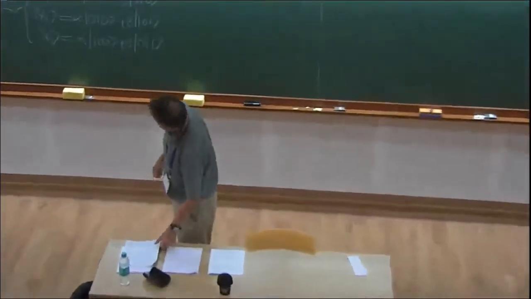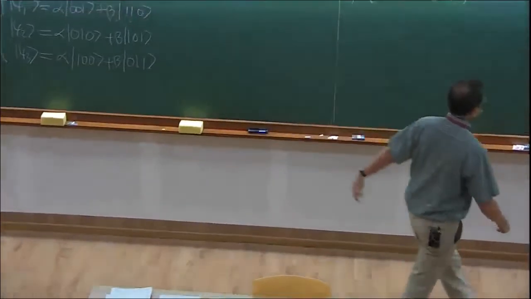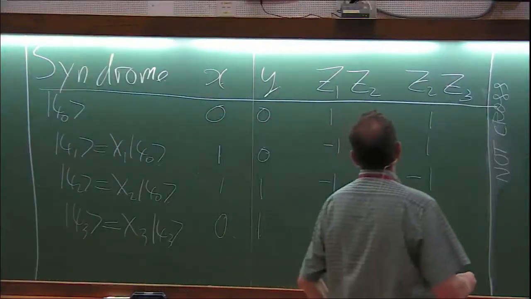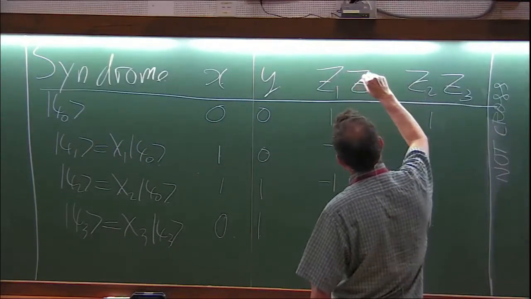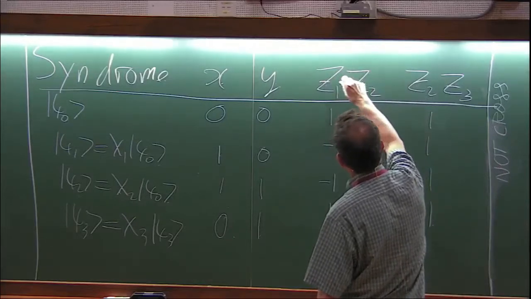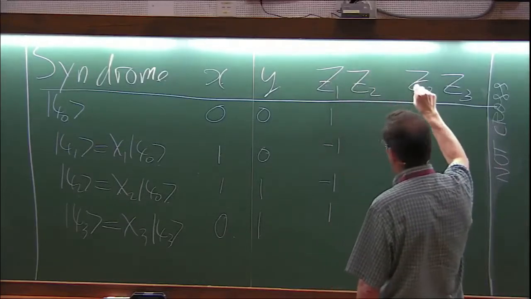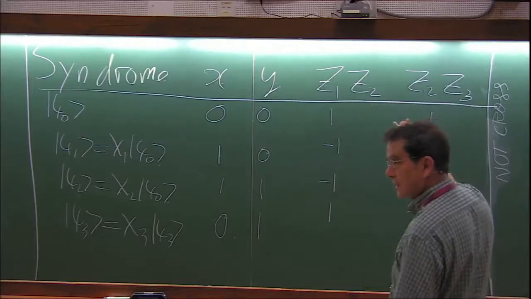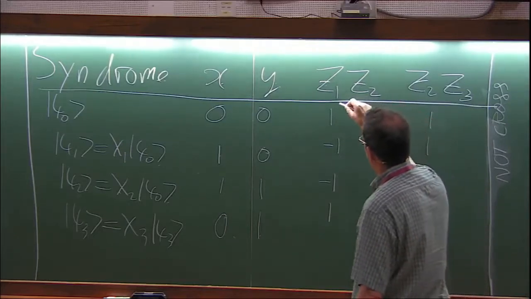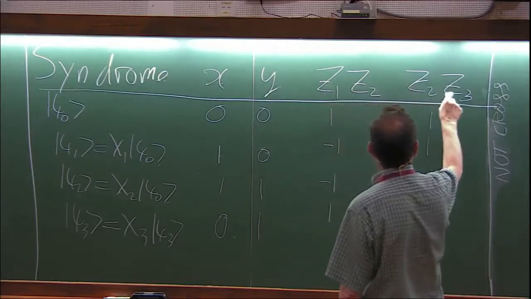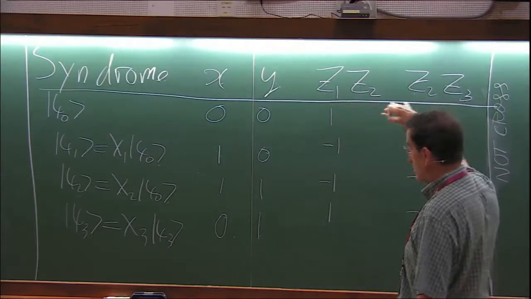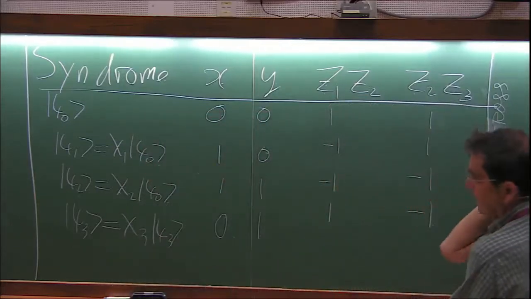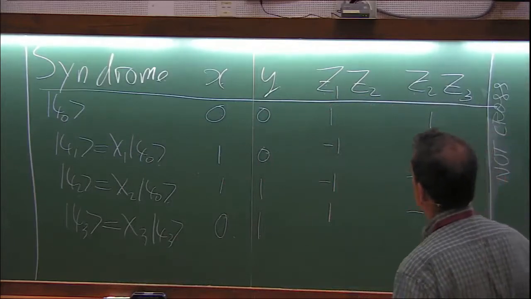So if you look at these 4 states, which are written here, it's instructive to consider the values of these operators, Z1 Z2 and Z2 Z3. And we'll see why these are useful in a minute. These are called stabilizers. Now, first of all, Z1 Z2 commutes with Z2 Z3. So they're mutually commuting, so they can have simultaneous eigenvalues. I mean, they can have the same eigenvectors.